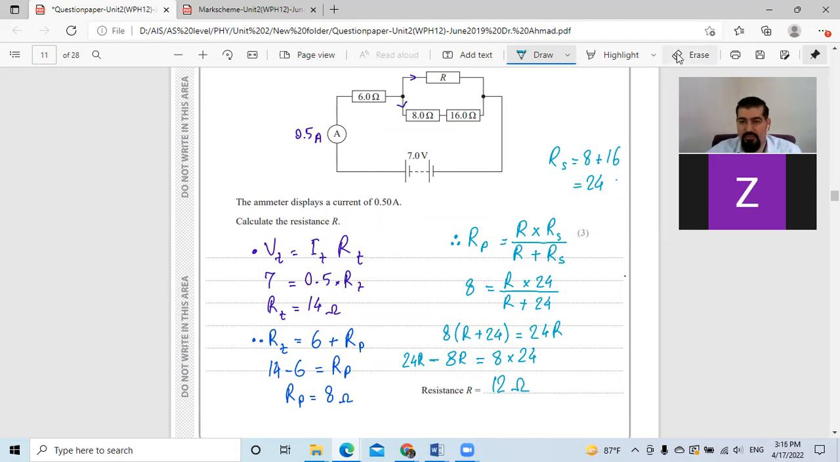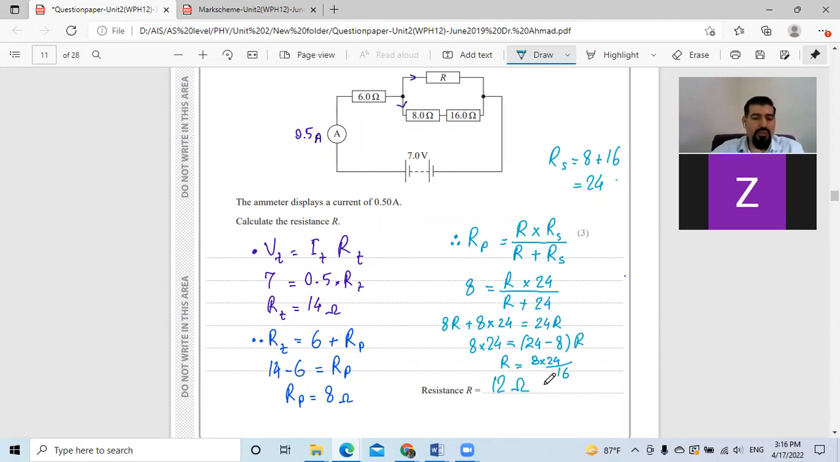Let me repeat it for you here. No problem, I'll repeat it for you. By doing cross multiplication, 8R plus 8 times 24 is equal to 24R. Move 8R to the other side, so it will be 24 minus 8 multiplied by R, which is 16, equals 8 times 24. So R equals 8 times 24 divided by 16, which is 12. Is it clear now?